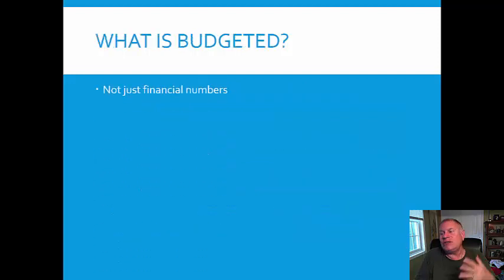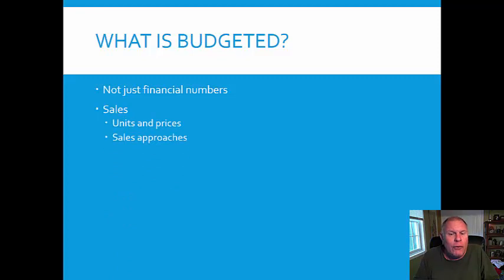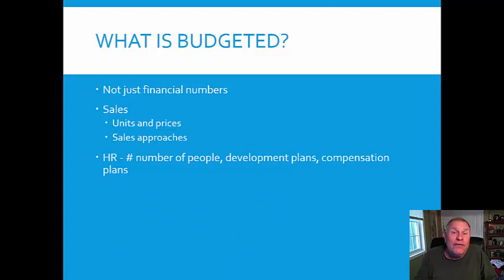What's budgeted? It's not just financial numbers. We'll get into sales. How many units? What's the price that we will have? What will be the sales approach? How many people will be involved in this? What are their development plans? What are their compensation plans? It's most effective when everything is tied together.